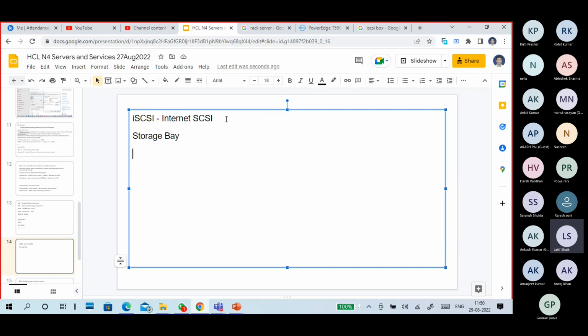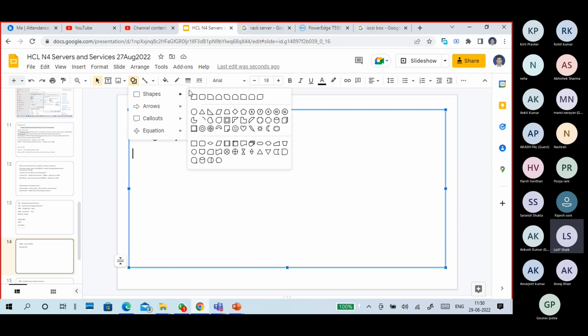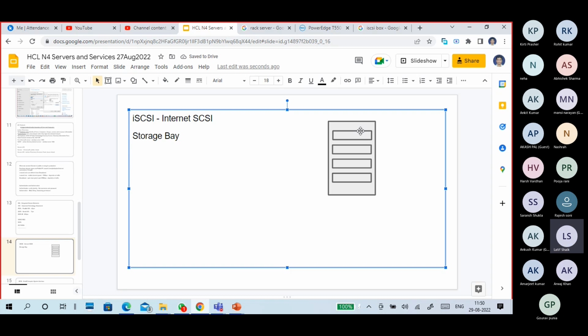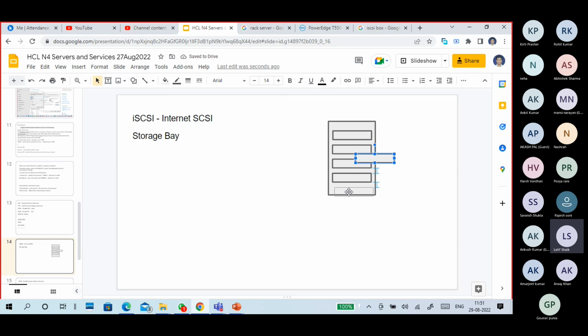Okay, storage bay means, very simple, a box is there. Okay, I can take a picture from there, but I want to tell it like this. There is a box. So in this box, there are slots to insert. Then we are able to insert a hard disk into these slots directly. So you don't need to connect any adapters to the motherboard. There are direct slots. You can insert the hard disk. It contains its own motherboard internally.